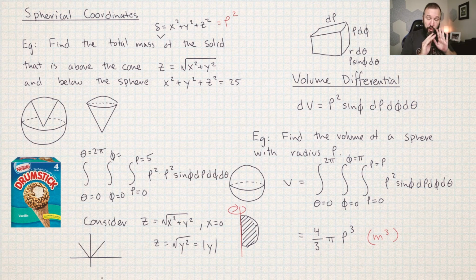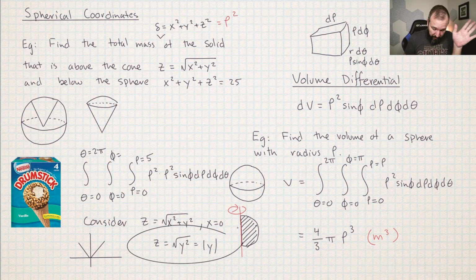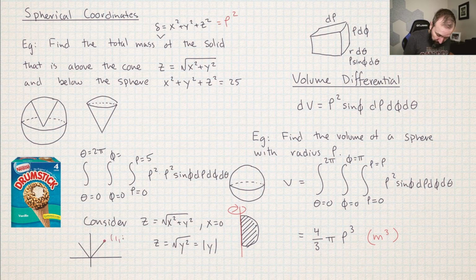Okay, now you can always get a point on this line, right? The formula is z is equal to the absolute value of y. So you can pick any value of y that you want, and you just take its absolute value, and that gives you z. So that means that there is a point on this line, (1, 1). Okay, so remember that phi is the angle that opens down.